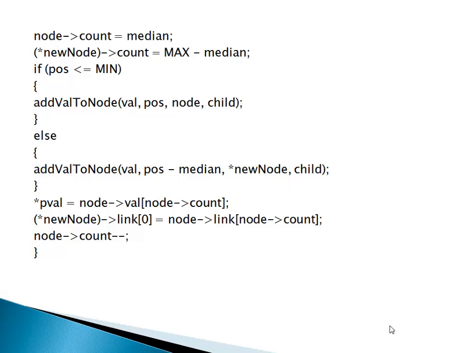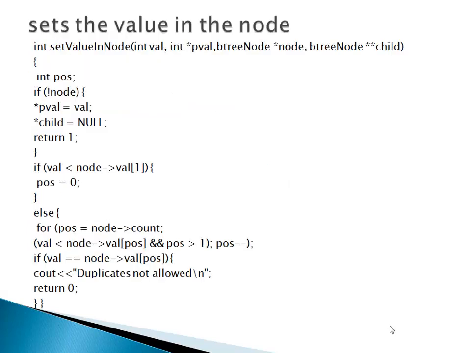Now new node of link 0 equal to new node of link of node of count and count minus minus. Here is a function that sets the value in the node, that is, traversing the tree for the value to be inserted, whether the value is to be inserted in the existing node or, if the node is full, we have to split the node. First, int position: if not node, that is if the value to be inserted is not in the existing node, then return 1.